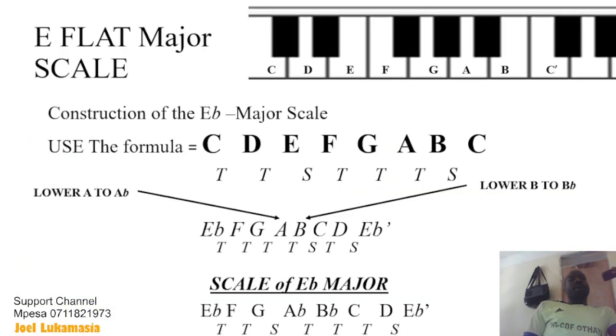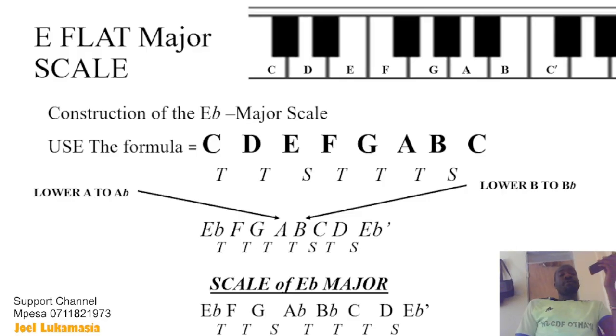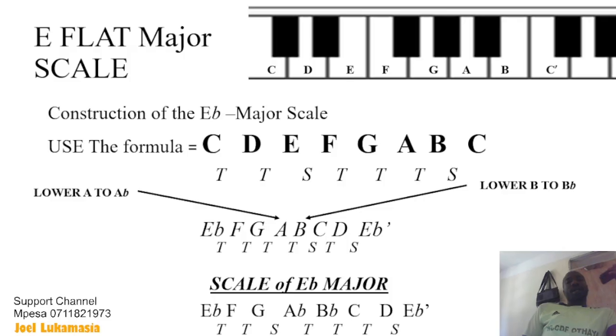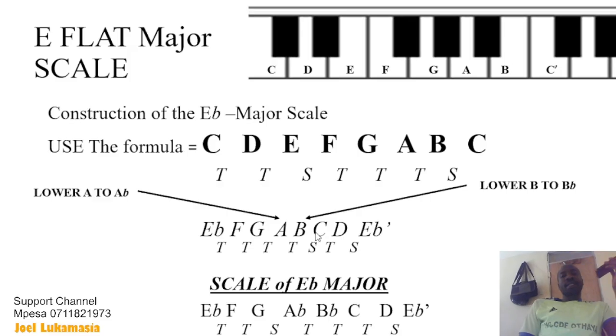Then finally, we're going to talk about the scale of E flat major. We are going to still use the same formula, the same approach that we've been using in the scale of F and the scale of B flat. For the E flat major, you'll have to write E flat, F, G, A, B, C, D, then E flat.